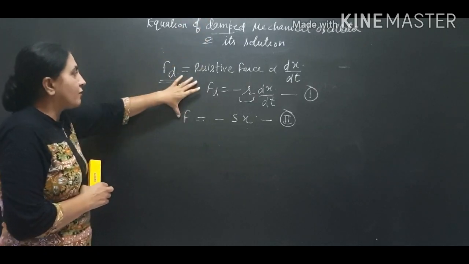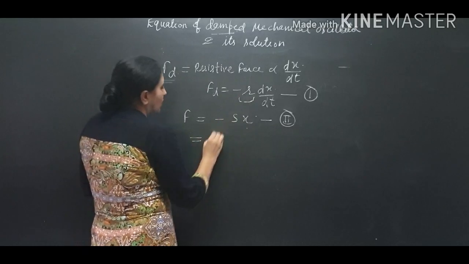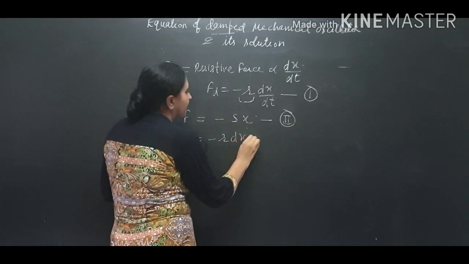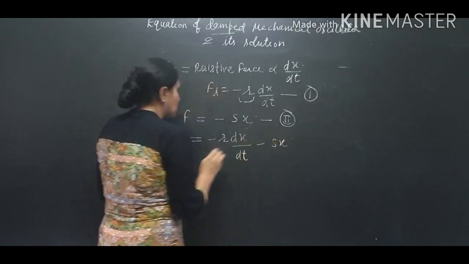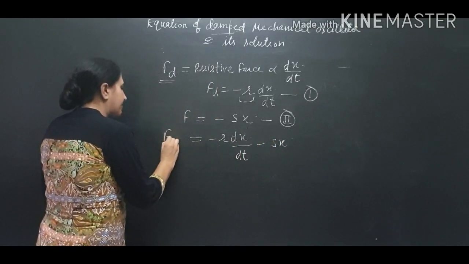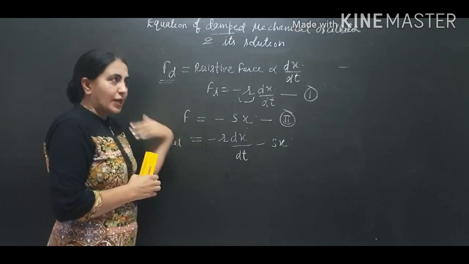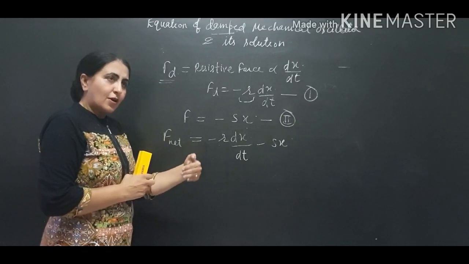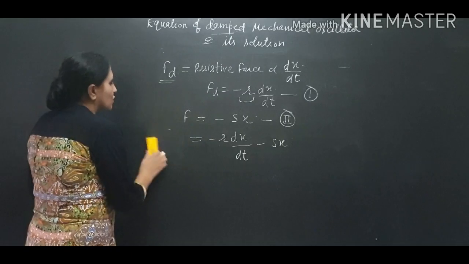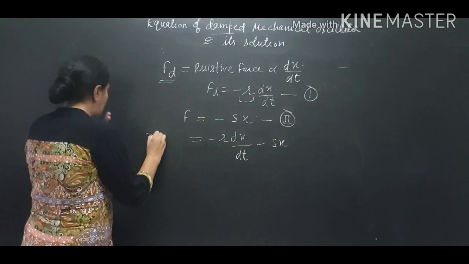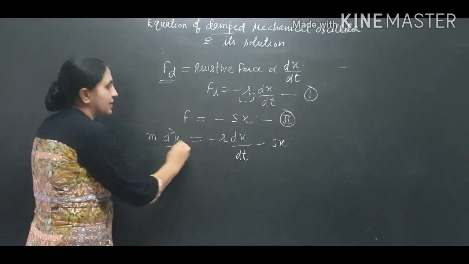Clear? So when we join these two equations, we get the net force, that is equal to minus R derivative of x with respect to t, minus Sx. So this is the net force, F net. Clear ji? And according to Newton's second law, this force must be equal to mass into acceleration. So we take here mass into acceleration, the double derivative of x with respect to t square.